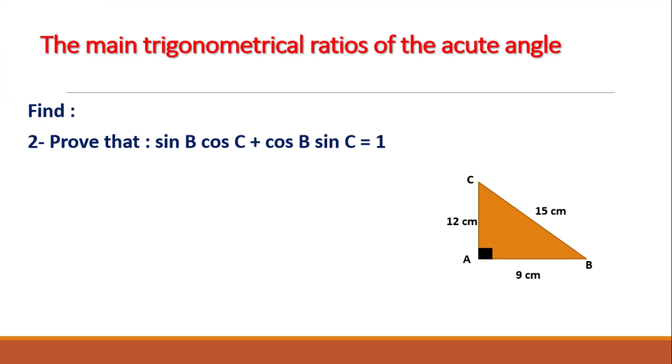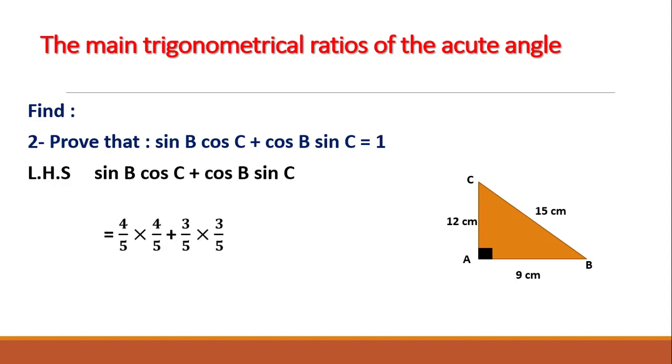Okay, number 2 in the same exercise, prove that sine b cosine c plus cosine b sine c equals 1. I want to prove that sine b times cosine c plus cosine b times sine c equals 1. Okay, I substitute in this equation. The left hand side will be sine b cosine c plus cosine b sine c. I'll calculate it. If the answer is 1, then we have proved the required.